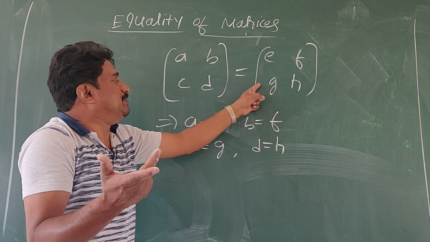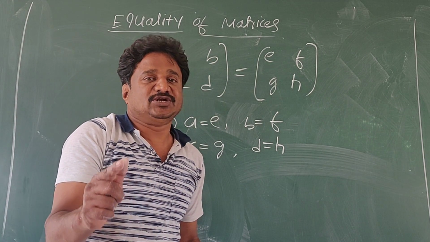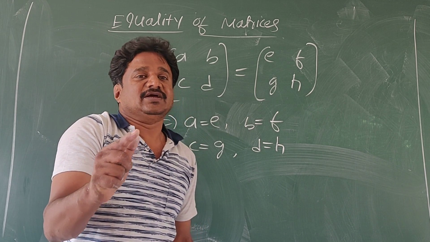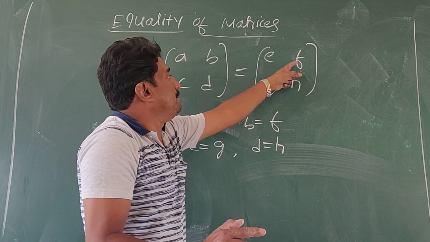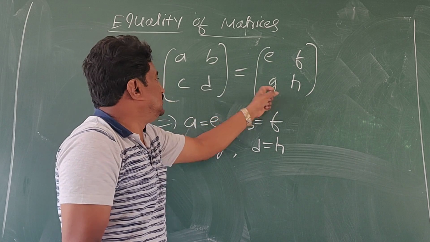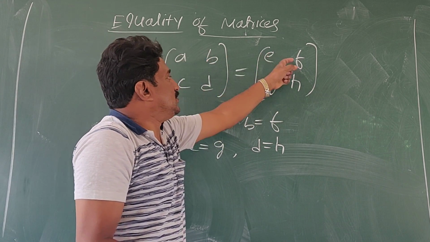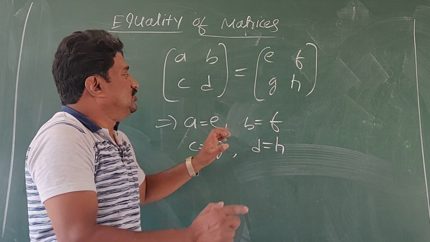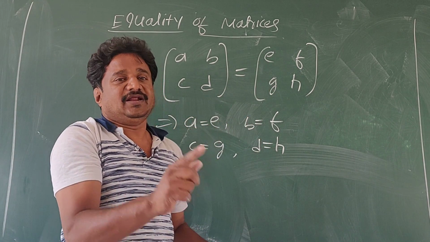So two matrices are said to be equal when their corresponding elements are equal. Corresponding in the sense related. E is related to A, F is related to B, G is related to C, H is related to D. That means if A is equal to E, B is equal to F, C is equal to G, D is equal to H, you can say the matrices are equal.